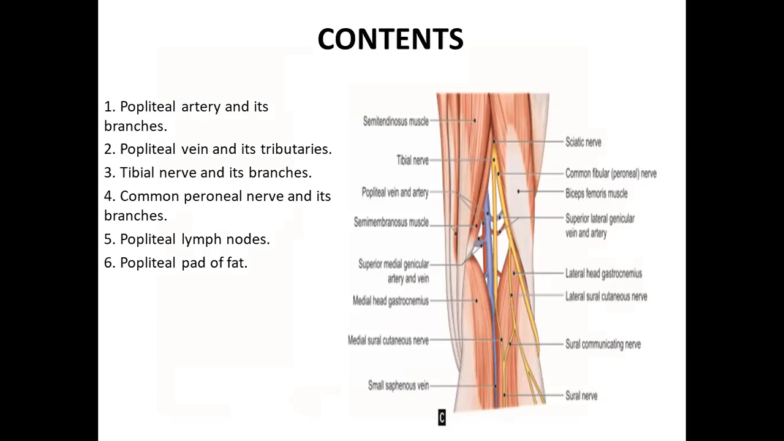Okay, so what are the contents you see here? The contents are easy. We see a popliteal artery, its branches. We see popliteal vein, its tributaries. We see an important division of the sciatic nerve, that is the tibial nerve and its branches. We see the common peroneal nerve and its branches. Then we have fat there, and we have some lymph nodes there. So these are the 6 main components that you see in the popliteal fossa. In addition to that, some books write that the contents that pierce the popliteal fascia are also considered as the contents of the popliteal fossa.